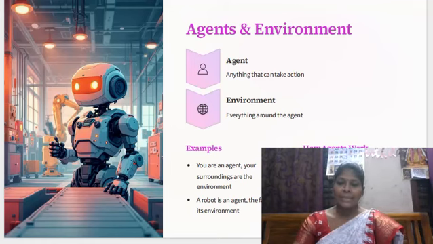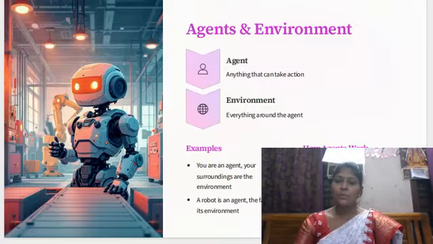A robot is also an agent. Watch clearly: the robot is an agent and the factory is its environment. An agent works using sensors and actuators. Sensors help to observe and actuators help to act.